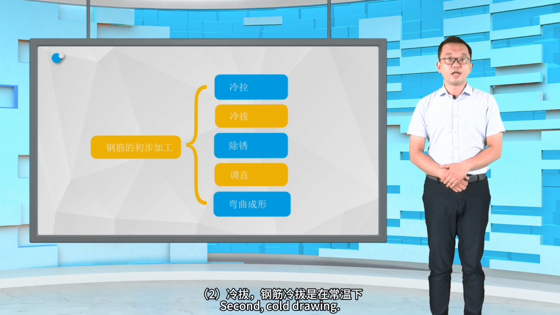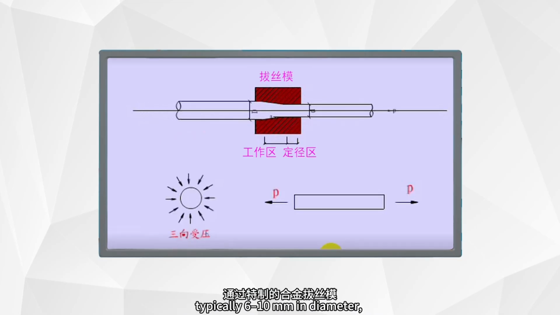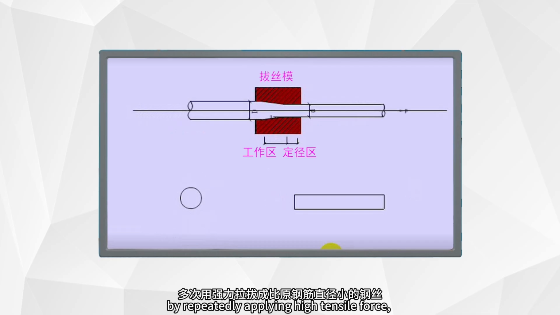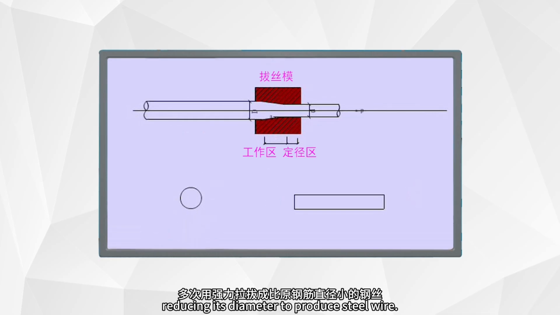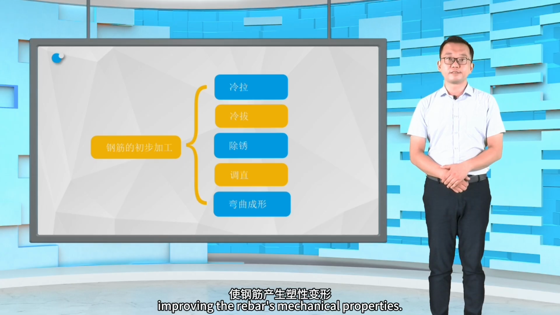Second, cold drawing. It involves drawing HPB 300 grade rebar, typically 6 mm in diameter, at room temperature, through specially designed alloy dies, by repeatedly applying high tensile force, reducing its diameter to produce steel wire. This process induces plastic deformation, improving the rebar's mechanical properties.